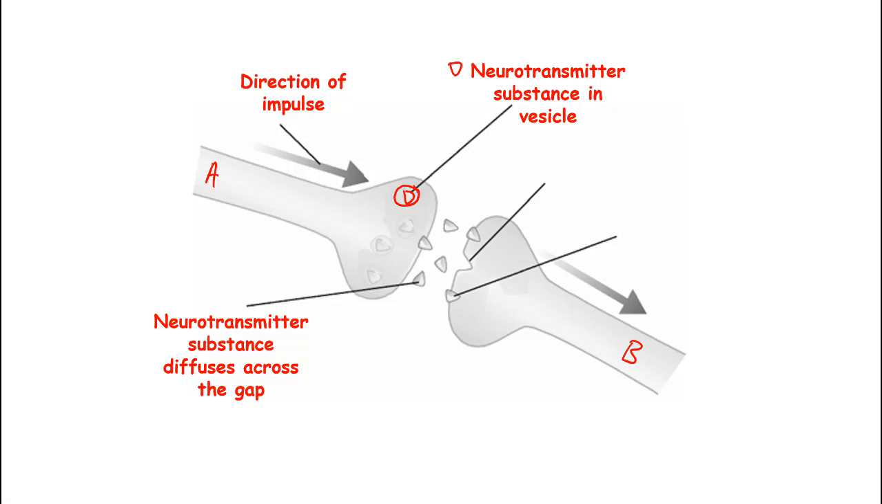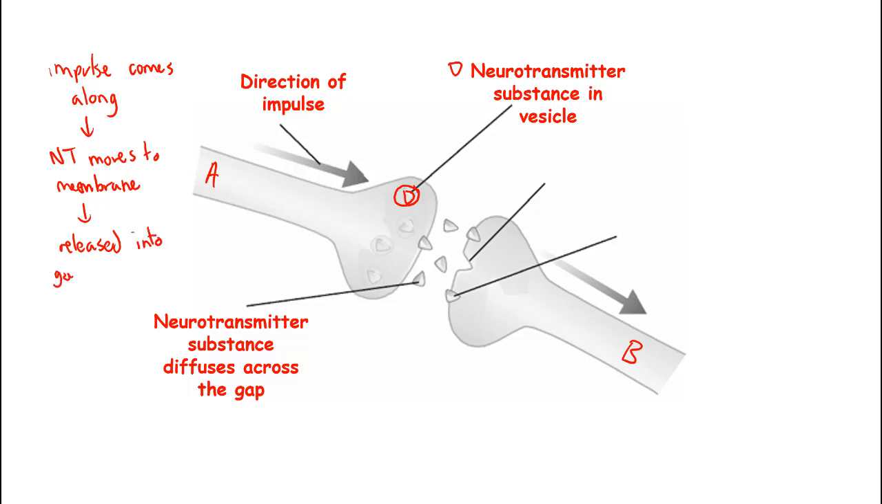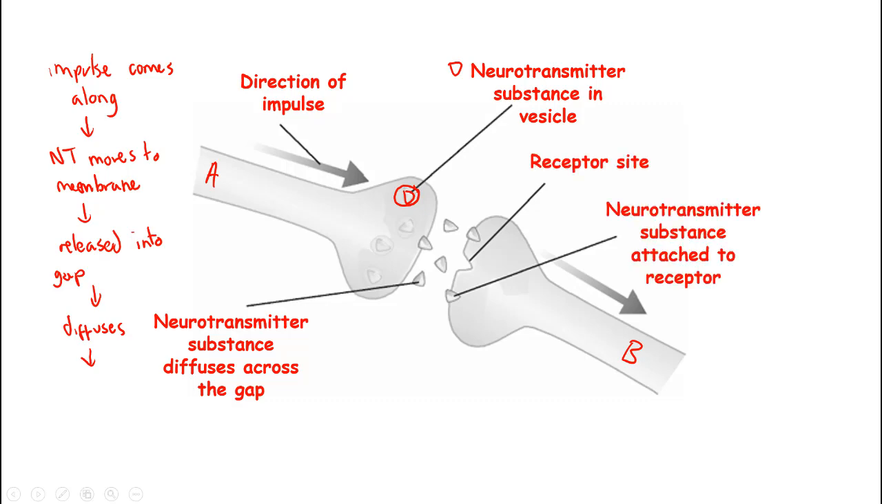What happens is, when the impulse comes along, the neurotransmitter moves to the membrane, and then it gets released into the gap, and then it diffuses, and the next part is that it joins on with these little receptor sites. So it attaches to the receptors.